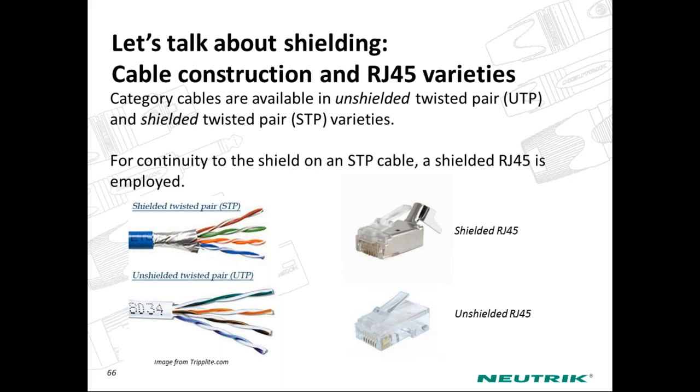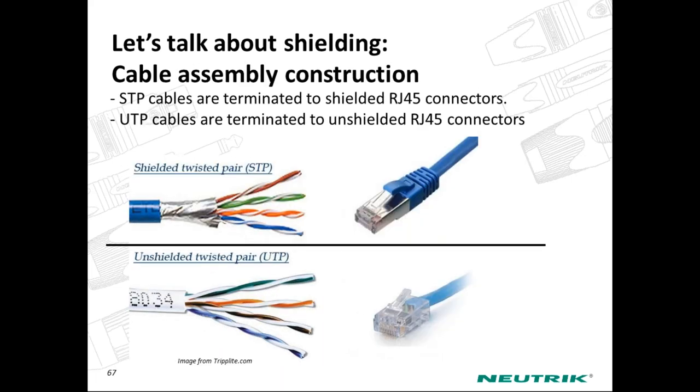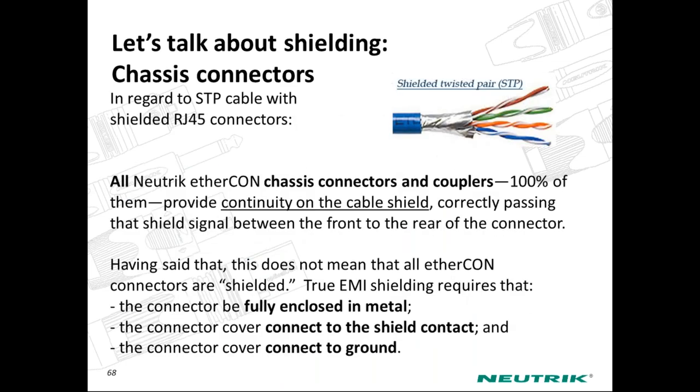On the next page, you kind of see how this rolls, therefore, into cable assembly. So here you see a cable assembly that's got a shielded RJ45 and one with a non-shielded RJ45. On the next page comes really this important point. All Neutrik etherCON chassis connectors and couplers, all of them, 100% of them, provide continuity on that cable shield. We will pass that cable shield all the time.